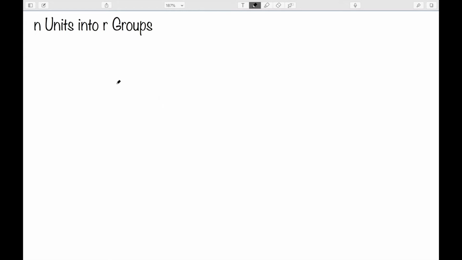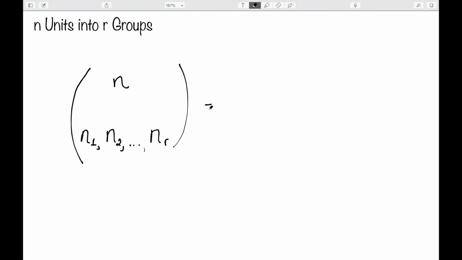I now want to look at how many different ways we can take n units and put them into r groups. So instead of just selecting some, we want to put them into different groups. Well, this has a notation similar to combination. We have a total of n. We'll say we're going to put n1 into our first group, n2 into our second group, all the way up to nr into our rth group.